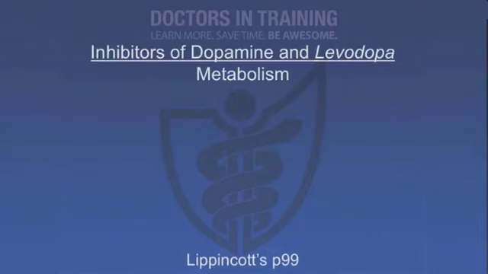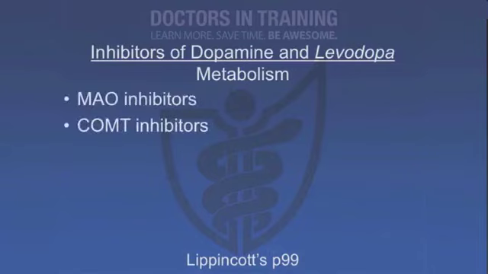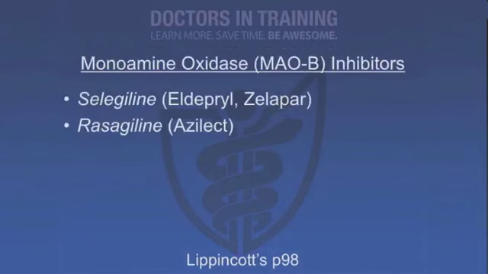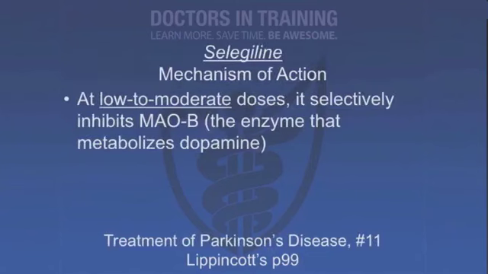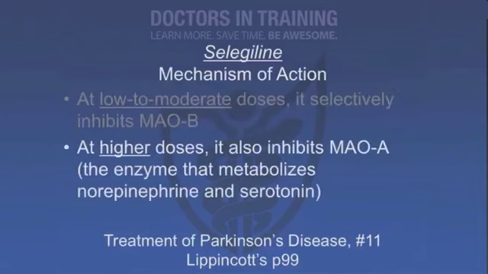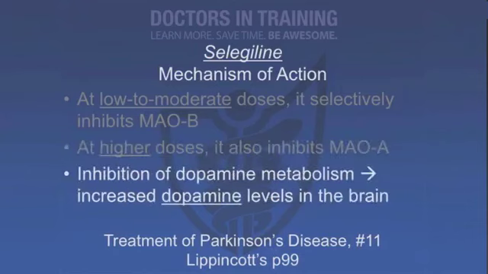And we'll talk about two groups of these, drugs that inhibit dopamine and levodopa metabolism. So there's two basic classes here, the monoamine oxidase inhibitors and the COMT inhibitors. First, we'll talk about the monoamine oxidase inhibitors, selegiline and rasagiline. Selegiline at low to moderate doses selectively inhibits monoamine oxidase B, which is the enzyme that metabolizes dopamine. At higher doses, it also inhibits monoamine oxidase A, which is the enzyme that metabolizes norepinephrine and serotonin. And because you're inhibiting the metabolism of dopamine, you're going to have increased dopamine levels in the brain.